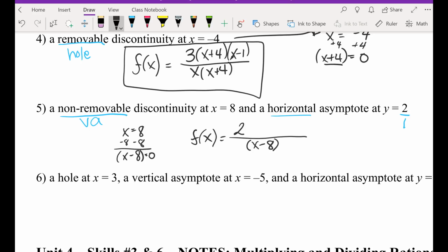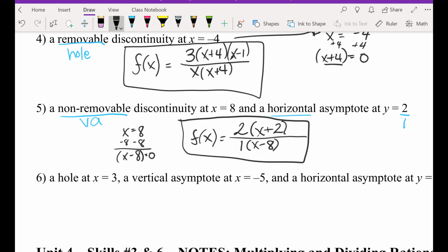Okay, horizontal asymptote at a over b. I know that I'm going to have a 2 and a 1. You don't have to write the 1 if you don't want to. And I need to have the same degree. Well, right now I have a degree of 1 in my denominator. How do I fix that? Add a linear factor in the numerator, anything other than x minus 8. Now my degrees are the same. Whoop, whoop, I am done.